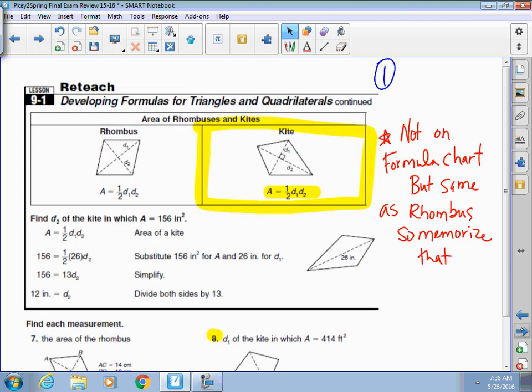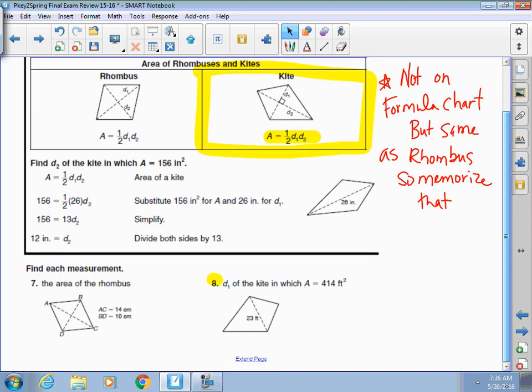Our next type of test question is dealing with the height. Need you to understand, not on the formula chart, but same as a rhombus, so memorize that fact. Same as a rhombus. We got 1/2, D1, D2, which means diagonal 1 times diagonal 2.